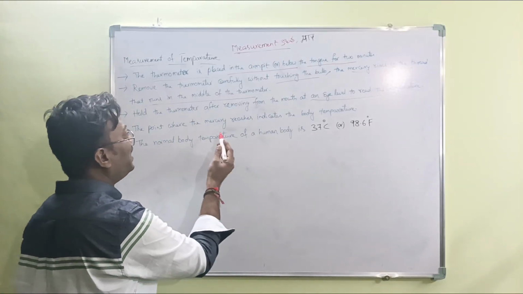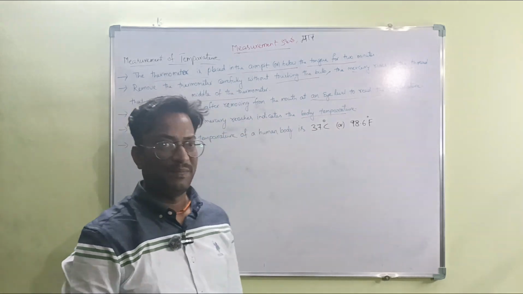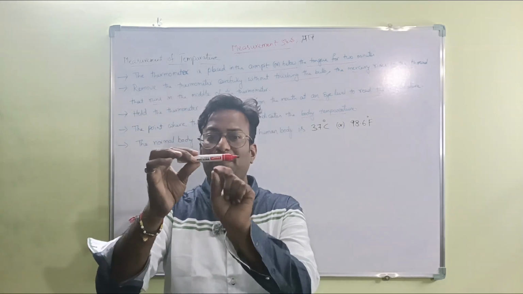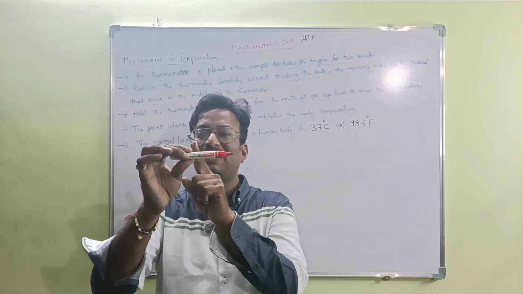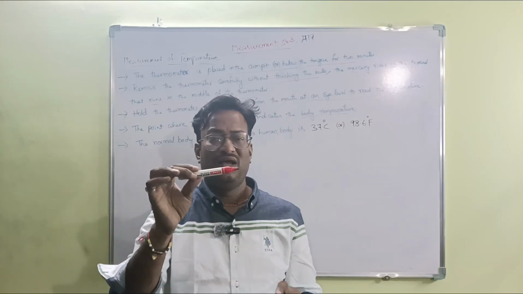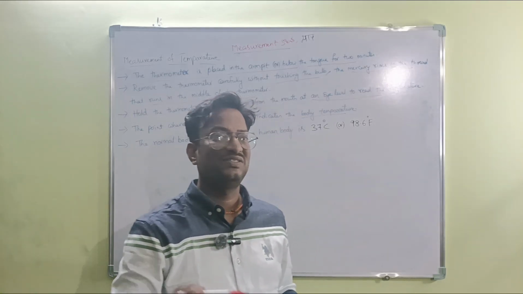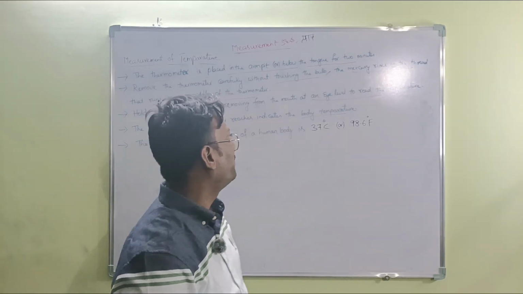The point where the mercury reaches indicates the body temperature. At that time the mercury level has been raised in the middle. So, where the mercury level has stopped, that silver-colored mercury level will give you the patient's body temperature.